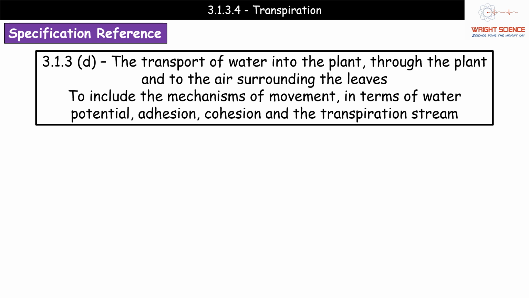Everyone, and welcome to our video on transpiration. So this is the fourth in our plant transport series, and what we're going to be looking at in this particular video is the spec reference 3.1.3D, transport of water into the plant, through the plant and to the air surrounding the leaves, and this is obviously going to be a focus, as the name suggests, on transpiration.